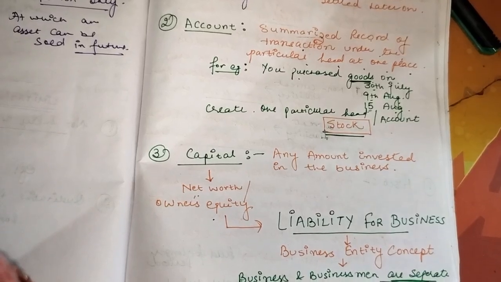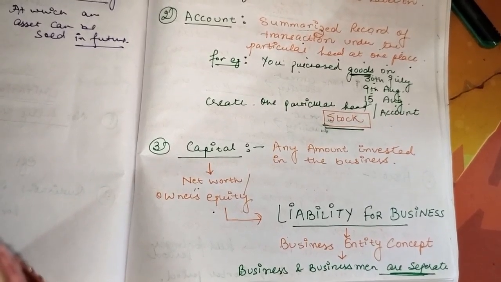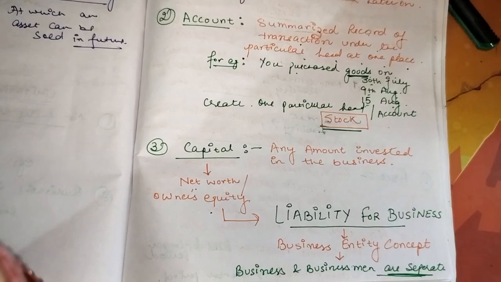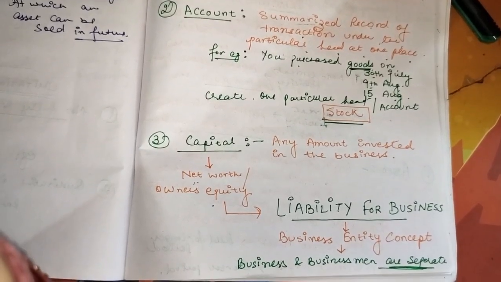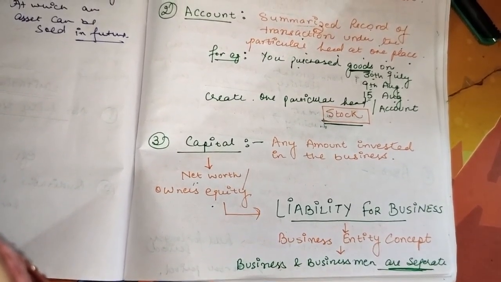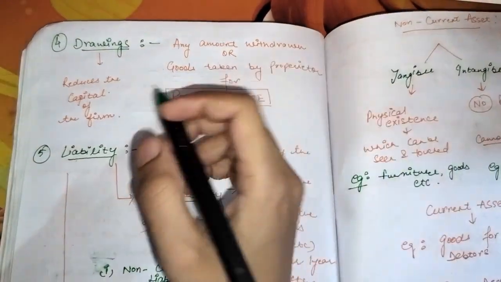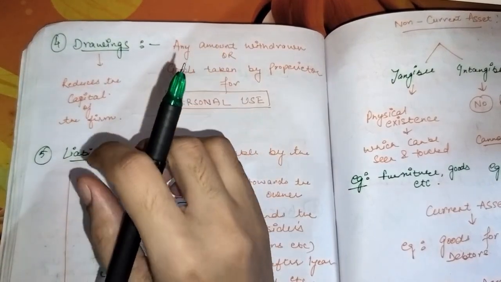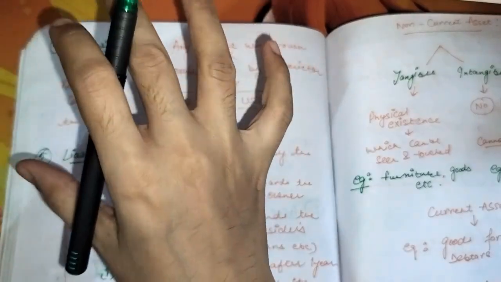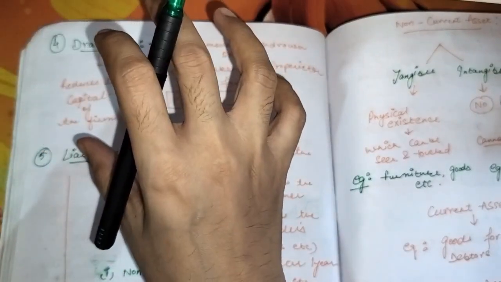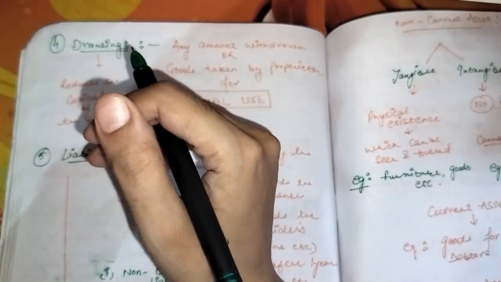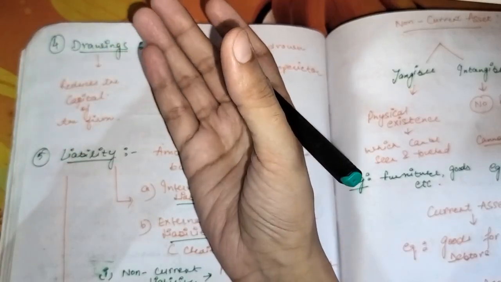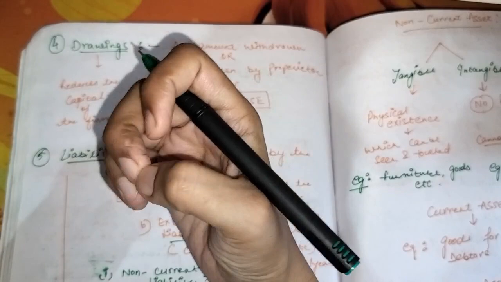Okay, so what basically does capital mean? It is any amount that is being invested into the business, and moreover it is a liability for the business because of the business entity concept. Now the next one is drawings. As already discussed, capital is the amount that is being invested into the business. So what basically does drawing mean? Any amount that is being withdrawn by the owner. Like I am investing 2 lakh rupees into the business and I am taking my money back for my personal use.